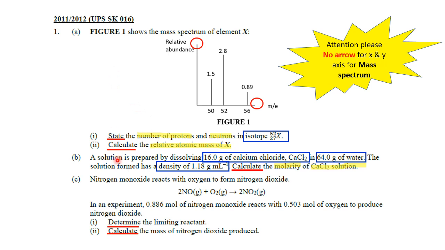Question 1a and question 1b are not related. Question 1c is also different because a new equation is given. This is nitrogen monoxide reacting with oxygen to form nitrogen dioxide. Given are 0.886 mole of nitrogen monoxide and 0.503 mole of oxygen to produce nitrogen dioxide. This is the meaning of this chemical equation. The question asks to determine the limiting reactant and calculate the mass of nitrogen dioxide. So you must determine whether nitrogen monoxide or oxygen is the limiting reactant. Let's check the solution.